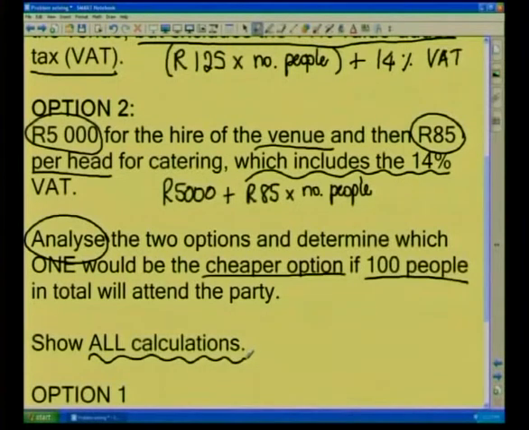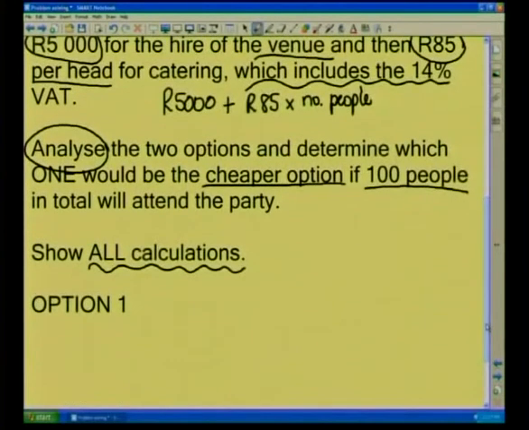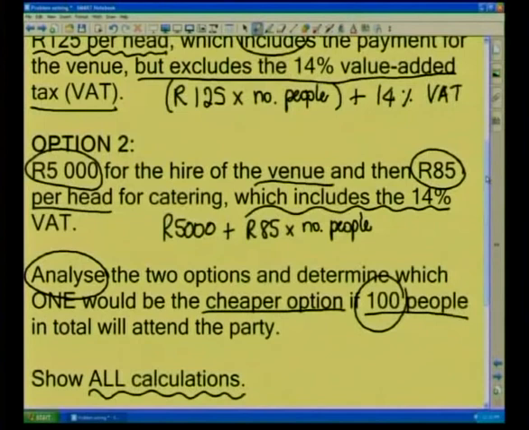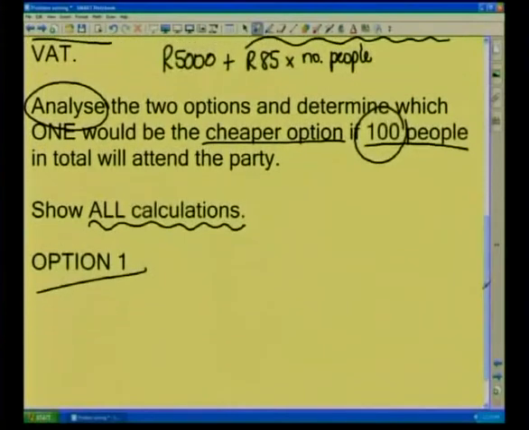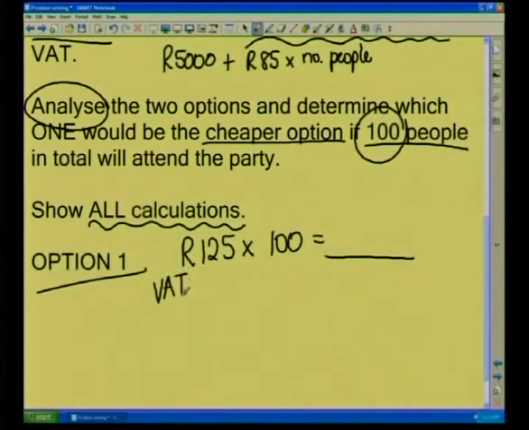So first of all, we're going to be looking at option 1. We now know that we've got 100 people, and we're going to have to say 125 Rand times the number of people, and in this case it's 100 people, and I'll get an answer, and then I'm going to take that answer and work out what my VAT is, which is going to be 14% of that amount, and then I'm going to have to add them together to find out the total cost.